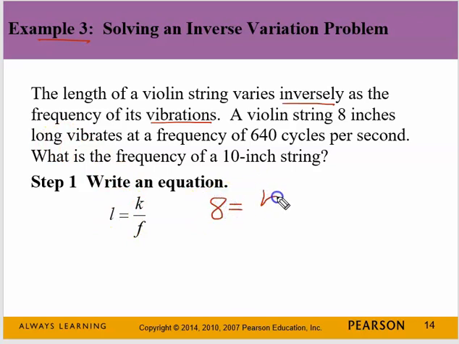We don't know our K. Vibrates with a frequency of 640. So K is going to equal, again, this is over 1. We're just going to cross multiply. 8 times 640 will be our K value. And we'll see that on the next slide.